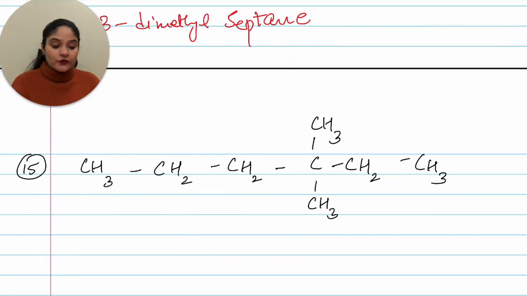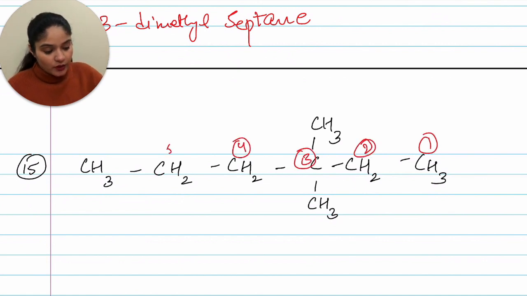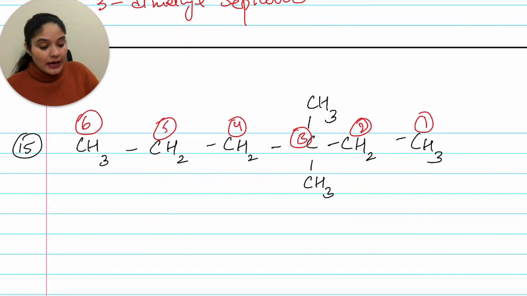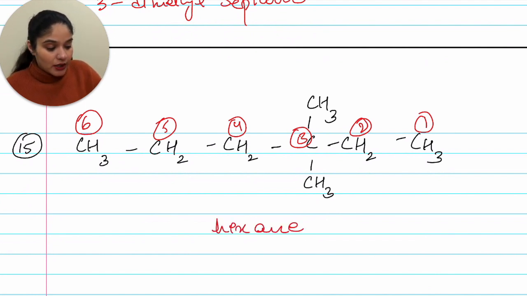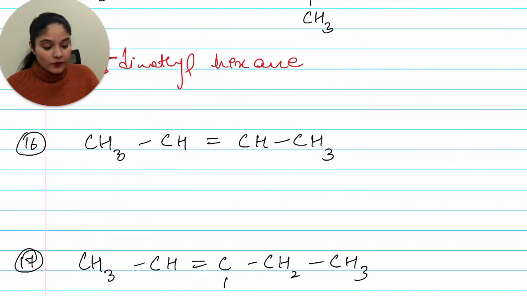Moving on to the 15th question. Now, let's number the carbon chain. 1, 2, 3, 4, 5, 6. Hexane. At 3, I have 2 methyls. So 3,3-dimethylhexane. Moving on to the 16th.